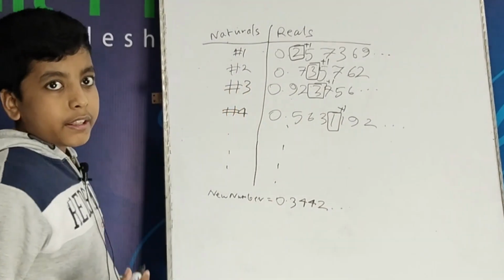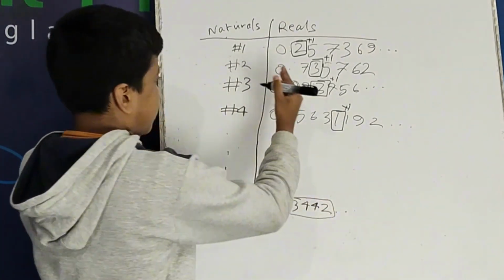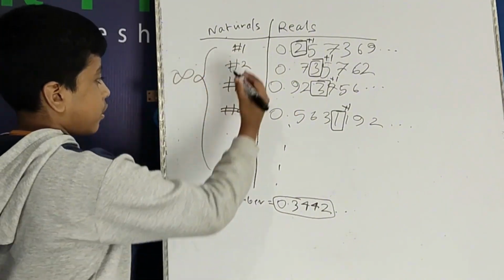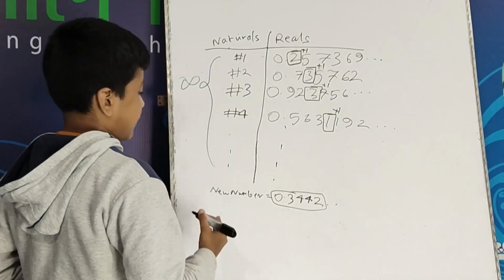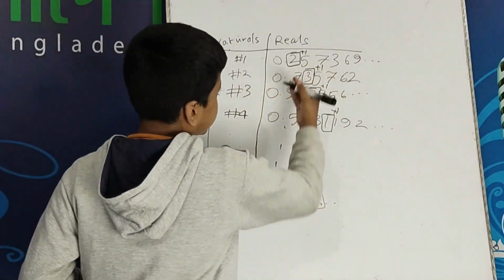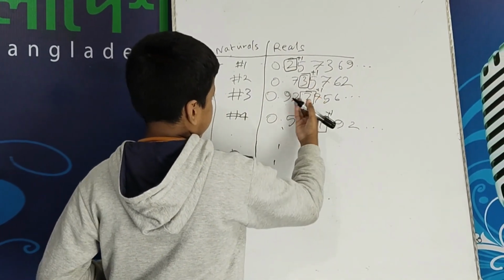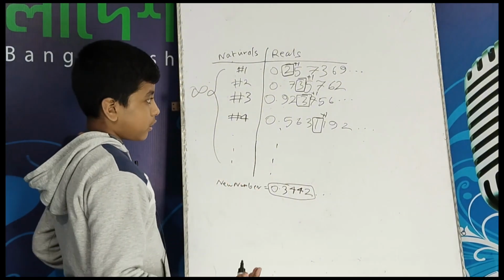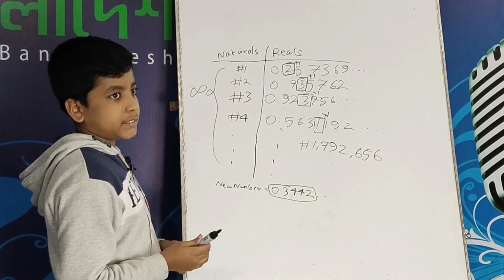This number will absolutely not be in this collection. We have an infinite number of numbers, but this number is nowhere to be found. Because it's not the first number, the first digit is different. It's not the second number, the second digit is different. It's not the third, the digit is different. It's not the fourth, the digit is different. This number is never to be found in this entire infinite set.